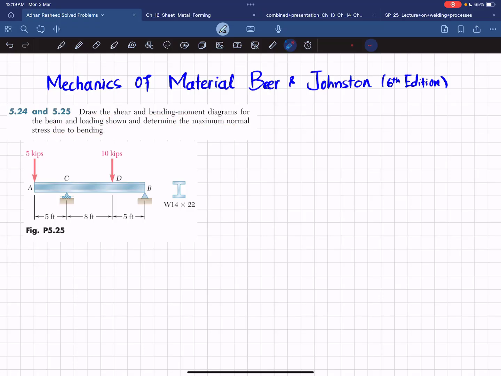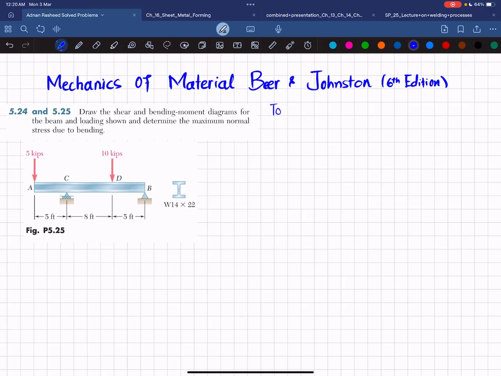So you can see this is an overhanging beam AB having roller support at point C, and at point D you have pin support. At A you have a 5 kips load and at D you have a 10 kips load. And this is wide flange beam W14 by 22. So you have to determine the shear force and bending moment diagram and determine the maximum normal stress.